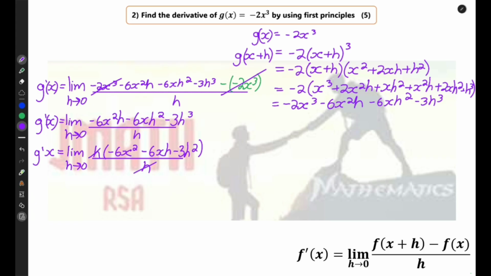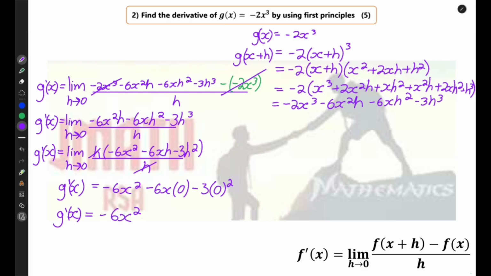The h's can cancel, and now that that has cancelled, I can now just write, therefore, the derivative of g will be equal to minus 6x squared minus 6x times 0 minus 3 times 0 squared. And my final answer for this horribly long sum was just minus 6x squared.